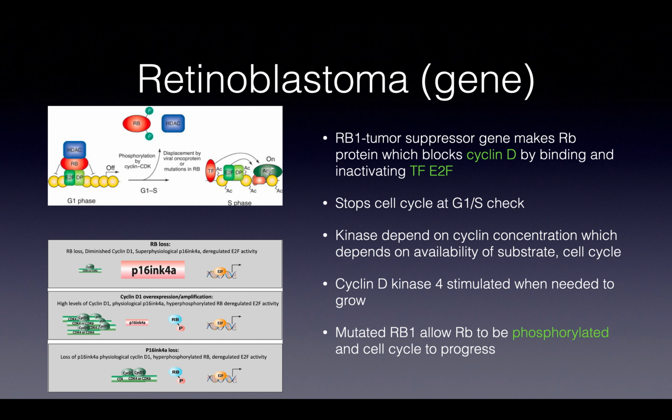So the retinoblastoma gene 1 is a tumor suppressor gene, and it makes the retinoblastoma protein, and that blocks the cyclin D and, by binding and inactivating the transcription factor E2F, it stops the cell cycle at the G1/S checkpoint. And the mutated retinoblastoma 1 will allow the retinoblastoma protein to be phosphorylated and the cell cycle to just continue through the checkpoint.